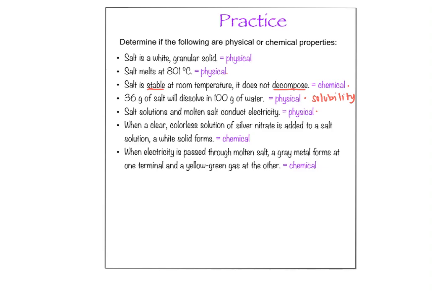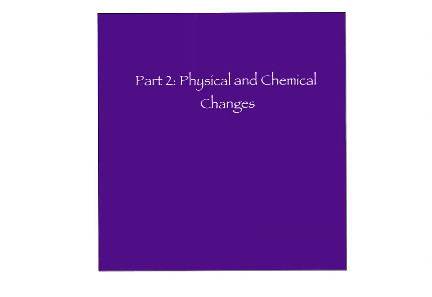When a clear solution of silver nitrate, I hear another chemical, that means we're testing how it responds at a party. It is added to a salt, a white solid forms, so that's chemical. When electricity is passed through molten salt, a gray metal forms at one terminal and a yellow-green gas forms at the other. That's chemical. We're doing a reaction to test what happens when I break up the chemical with electricity. So not yes or no, it conducts, but when electricity runs through it, what happens? That's a chemical property.